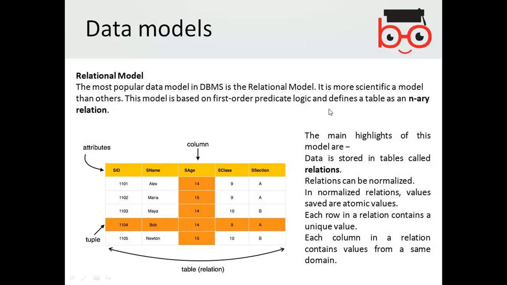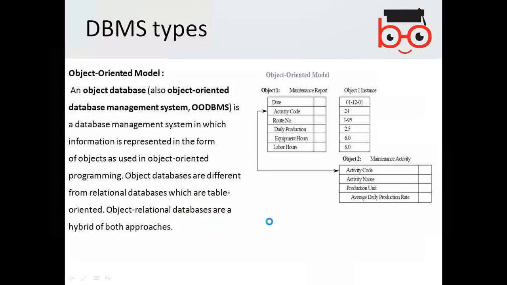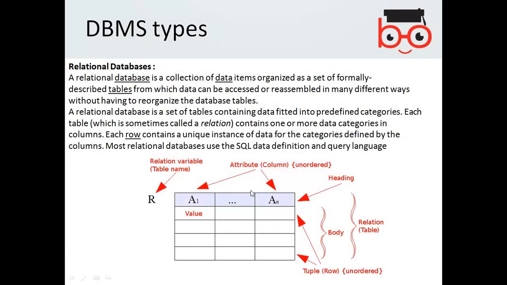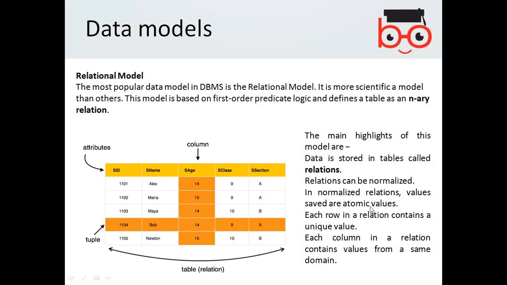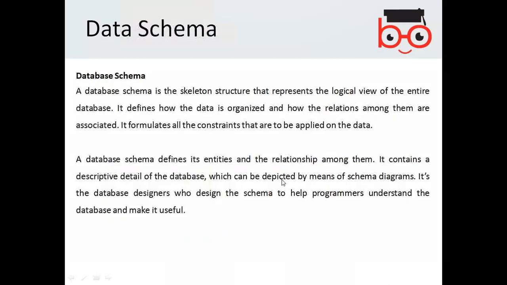Now we define a relational model. It is the most popular data model in database management systems. It is a more scientific model than others. The model is based on first order predicate logic, and basically this is another definition of the slide we discussed earlier. Like they have a relation, you call these attributes and columns. So this is a similar definition of the relational model. So we go to the next. Now database schema.